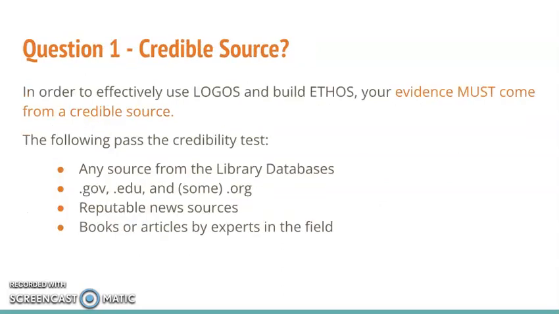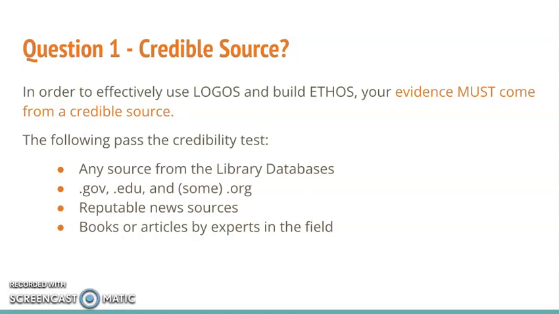So the first question we're going to ask ourselves is, does this information come from a credible source? In order to effectively build logos and ethos, your evidence must come from a credible source, a reliable source of information, so that we know we're not including false information in our essay. So any source from the library databases is a good place to start out. Those sources are vetted and credible, so I definitely encourage you to start there. That's going to be your #1 point of research.